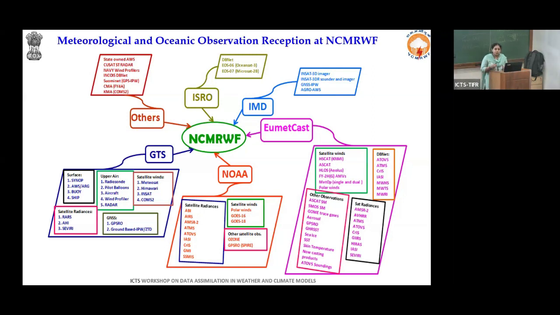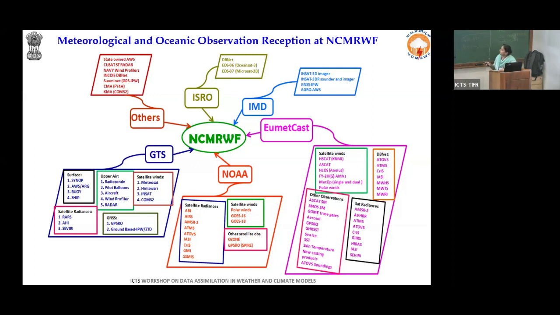IMD has an MOU with NOAA, and NCMRWF is the data assimilation center for IMD. So that data we are getting directly at NCMRWF, but we are not supposed to share this data immediately. We can share this data only after 24 hours, particularly this GPSRO Spire data, because it is commercial data.